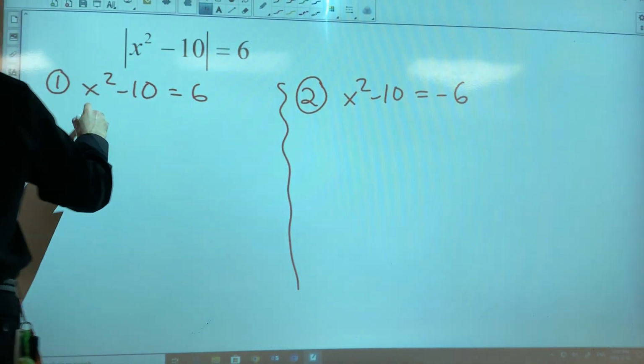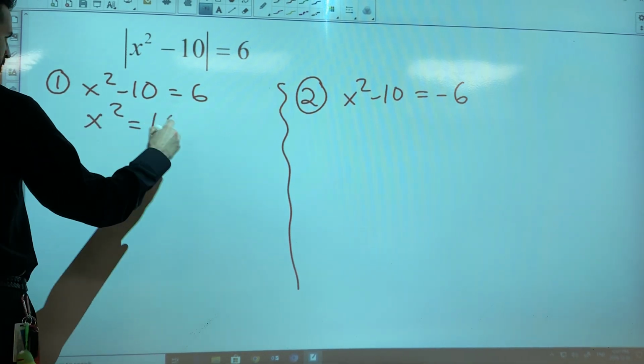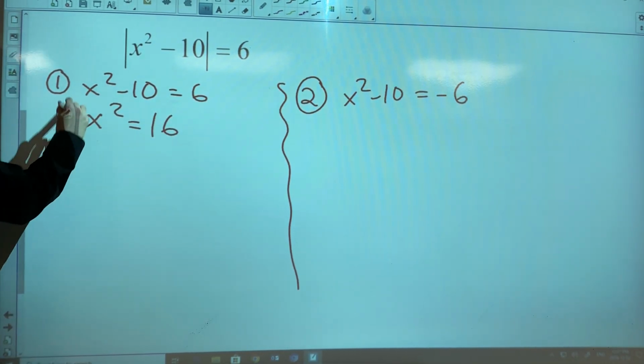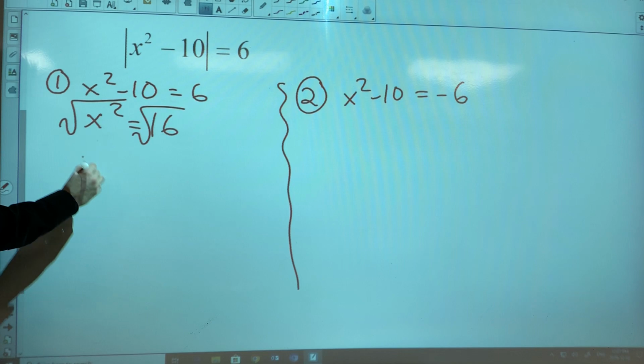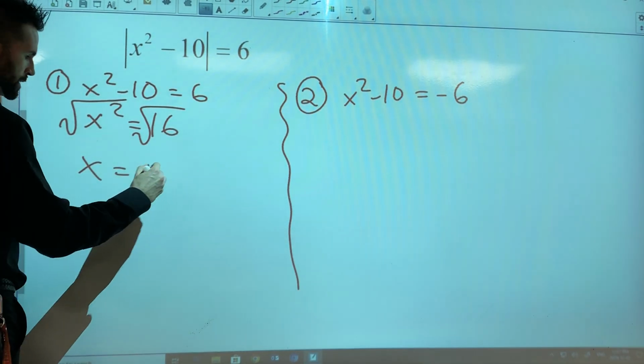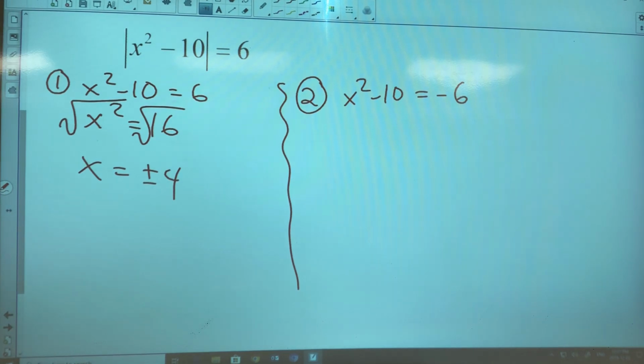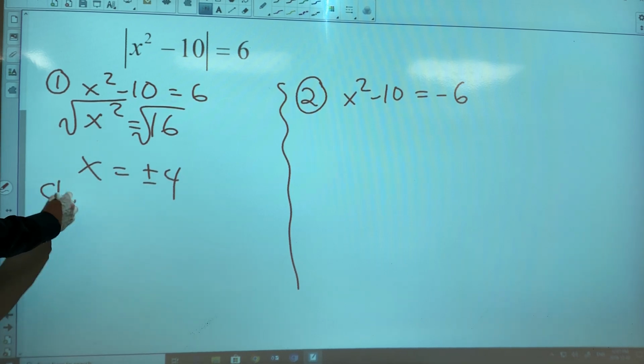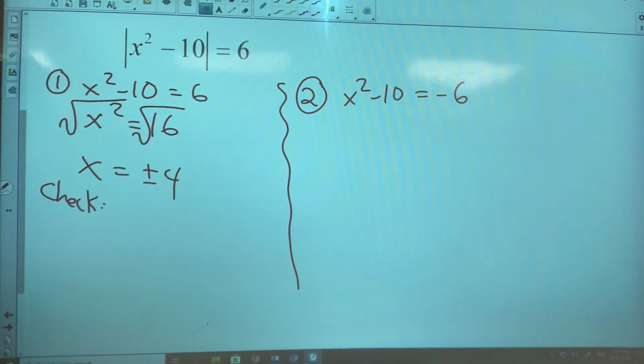So add 10 to both sides over here. You get x squared equals 16. When I square root both sides, what do I need to remember here? It's plus or minus. Take the principal and non-principal square root, so plus or minus 4. So there's two solutions there. We should check them. I'm going to write check. I'm not going to do a lot of writing.